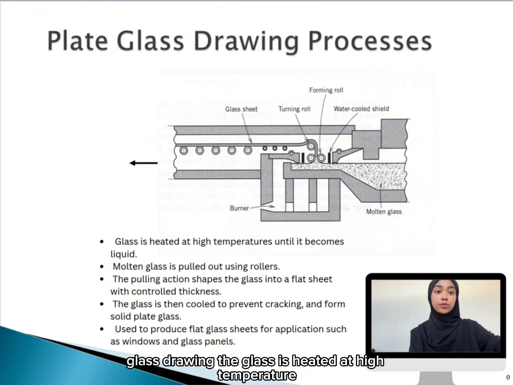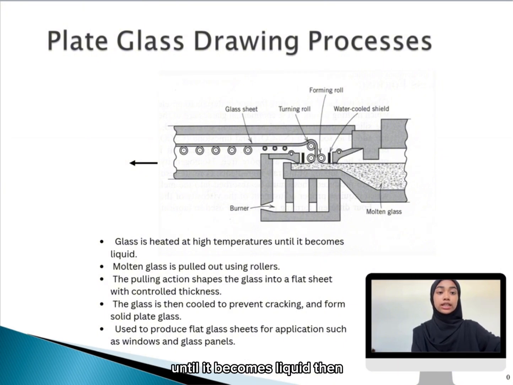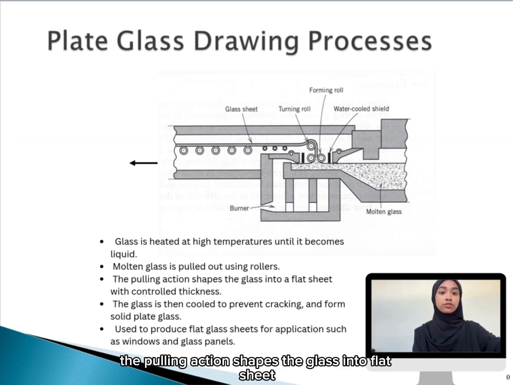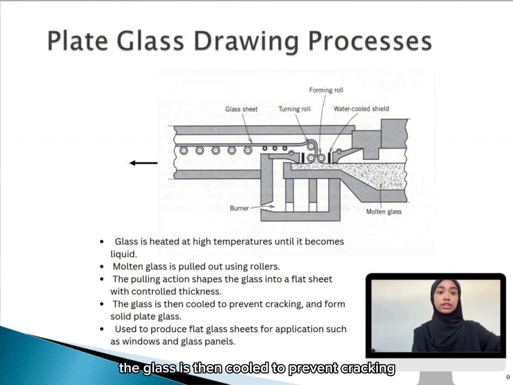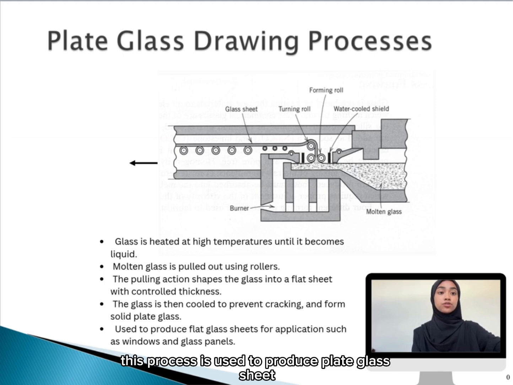In plate glass drawing, the glass is heated at high temperature until it becomes liquid. Then, the molten glass is continuously pulled out using rollers. After that, the pulling action shapes the glass into flat sheet with controlled thickness. The glass is then cooled to prevent cracking. Finally, it forms solid plate glass. This process is used to produce plate glass sheet for applications such as windows and glass panels.